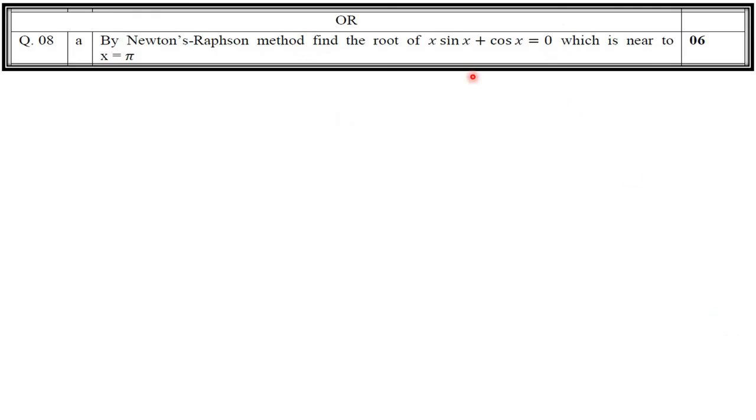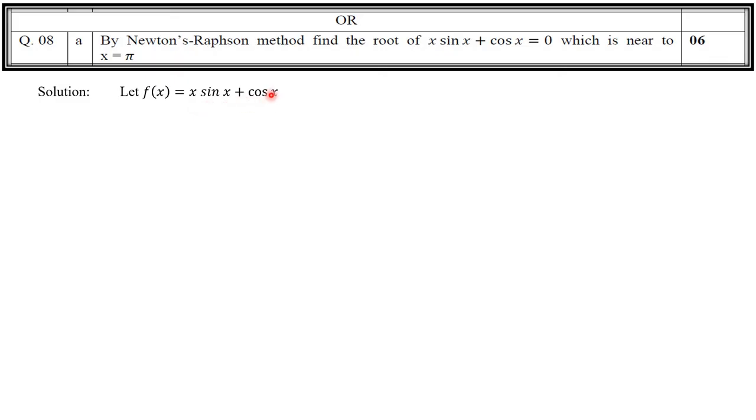Now in that they have asked, by Newton-Raphson method, find the root of x sin x plus cos x is equal to 0, which is near to x equal to pi. They have already given the neighborhood of the root, x equal to pi. So if I start with the solution, consider the given problem as f of x. So f of x is x sin x plus cos x.